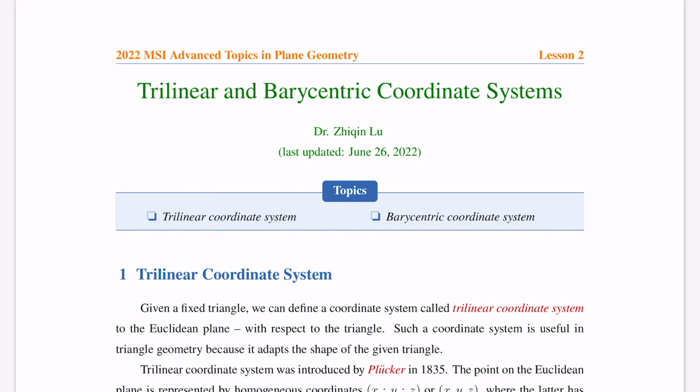Welcome to the second week of advanced topics in plane geometry. Today we are going to introduce trilinear and bicentric coordinate systems.